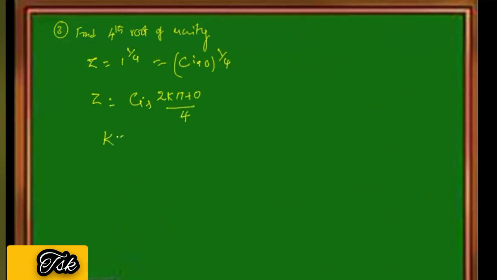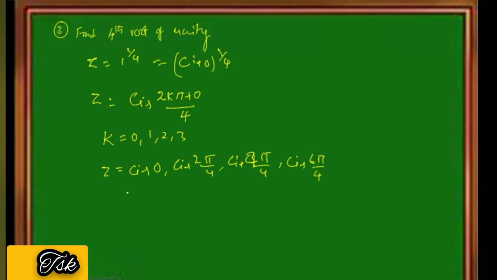It will have 4 roots for k equal to 0, 1, 2, 3. So the z value is cis 0 when k is equal to 0, then cis 2 pi by 4, then cis 4 pi by 4, and then cis 6 pi by 4. Substituting k equal to 0, 1, 2, 3.